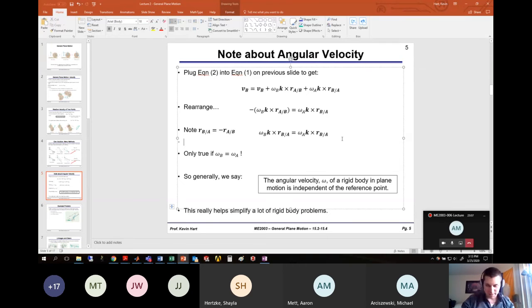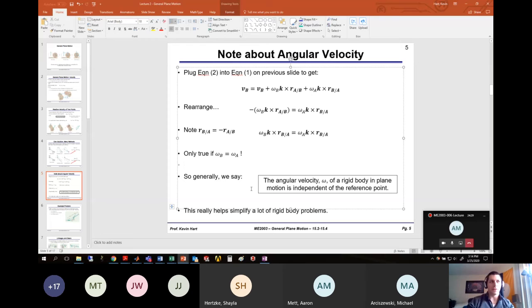So what this equation is more or less telling us is that in order for this expression to hold true, the angular velocity about point B must be equal to the angular velocity about point A, since the rest of this expression is the same. Okay? So generally, we would say that this equation is only true if the angular velocity about B is equal to the angular velocity about A for the two different situations we described.